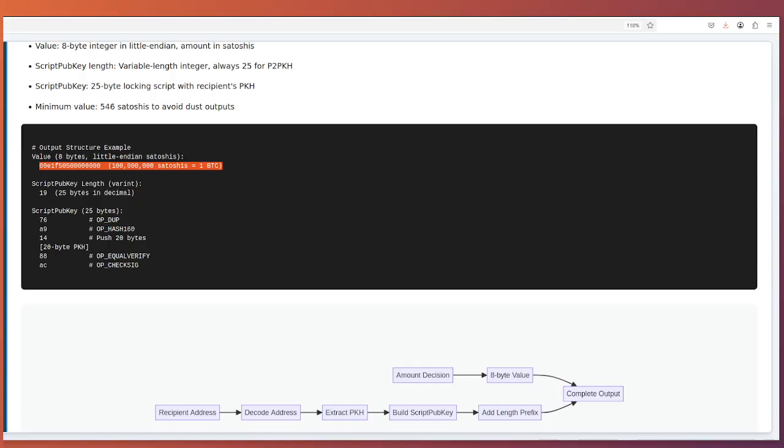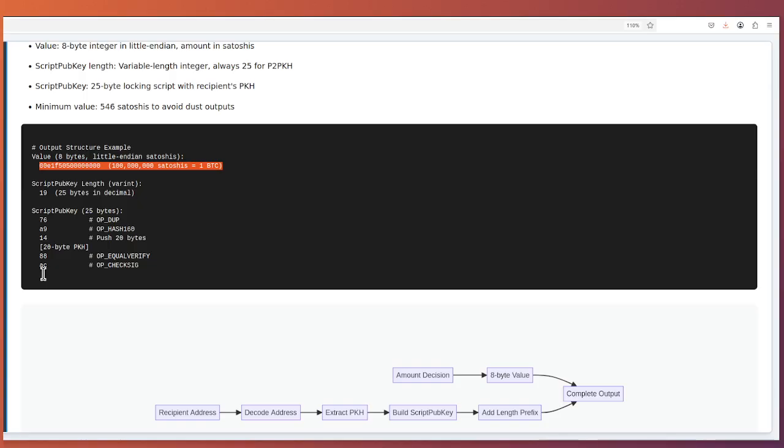In practice, Bitcoin's consensus rules enforce a maximum output value of about 21 million BTC, or 2.1 quadrillion satoshis. The value must be a positive integer. Negative or zero values are invalid for standard outputs. However, there is an exception for OP_RETURN outputs, which are used for data storage and can have zero value.